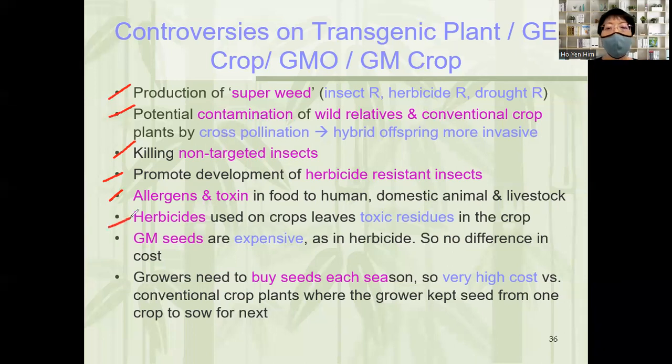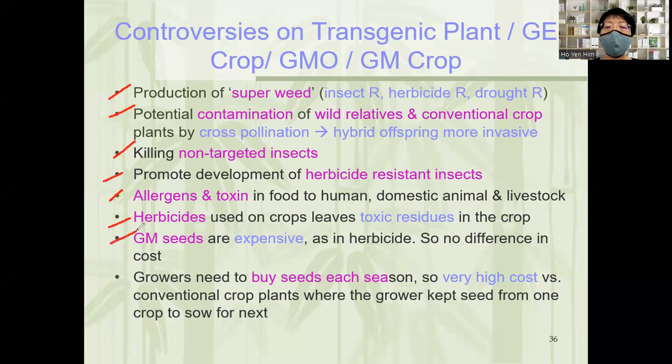Herbicide used on crop leaves leaves toxic residues in the crop. This is the case whether you use GMO or not. The moment you spray herbicides or pesticides, the residues will be found in the plant. If we feed on it, we will also eat those toxic chemicals. So what is the effect on our body?